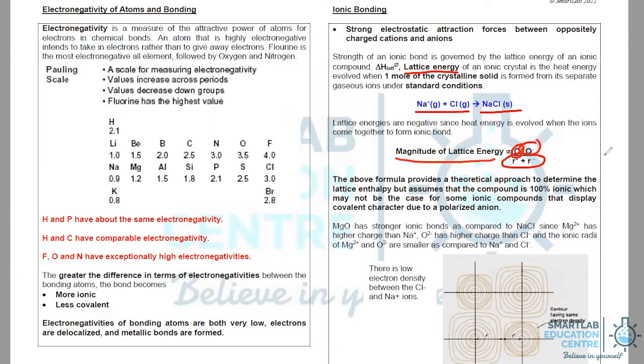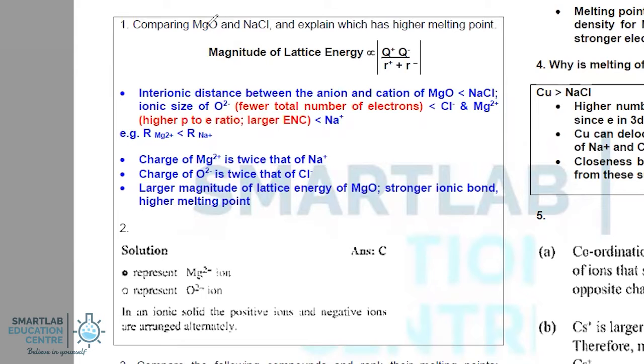Now let us compare the melting point of magnesium oxide and sodium chloride by examining its lattice energy. So for example, when we compare the melting point of magnesium oxide and sodium chloride, magnesium oxide has a higher melting point because its magnitude of the lattice energy is higher. The reason is because the charge of Mg2+ is twice that of Na+, charge of O2- is twice that of Cl-, and finally, the inter-ionic distance between the anion and cation is smaller.